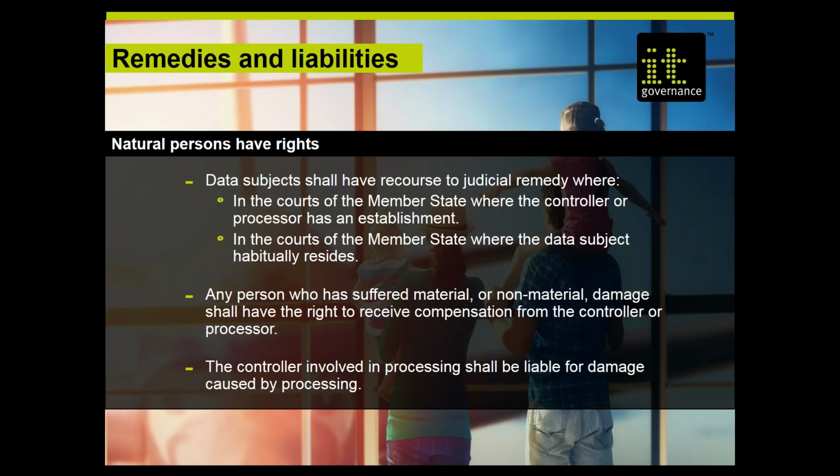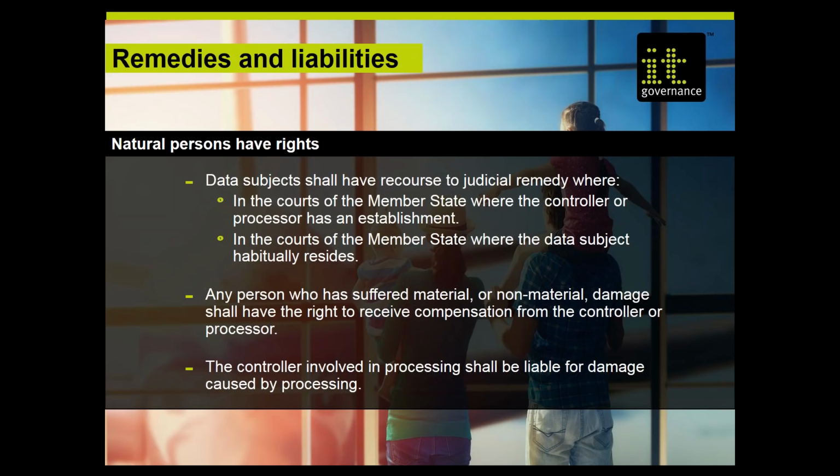Okay, so natural persons, as we talked about a few moments ago, have rights, and we have rights to judicial remedy in the courts of the member states where the controller or processor has an establishment. Now, establishment is an old legal word, and historically it meant something like head office, or factory or data center, a physical location, but actually it means where economic activity is carried out, and that's what it means in the context of European law and in terms of data protection.